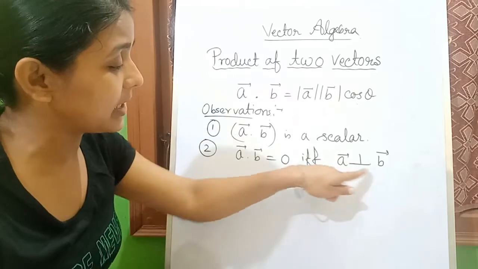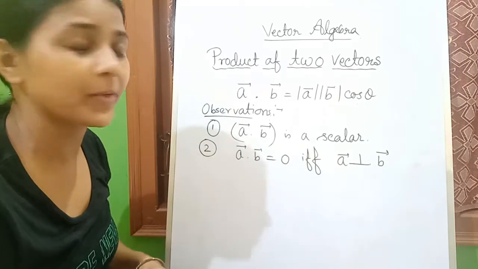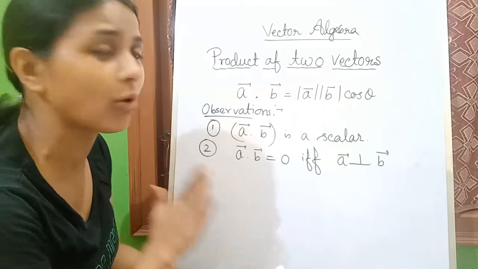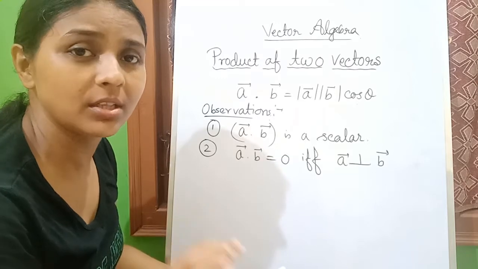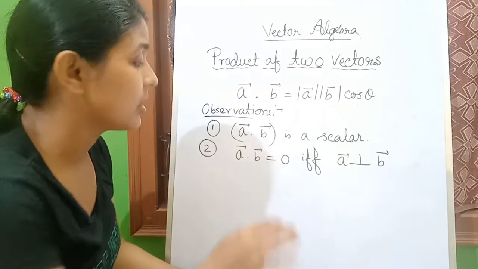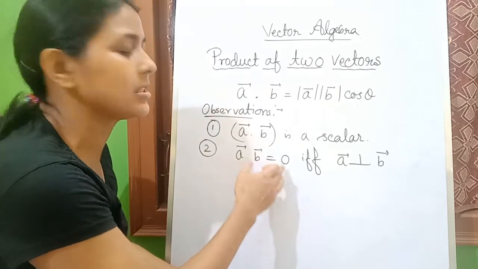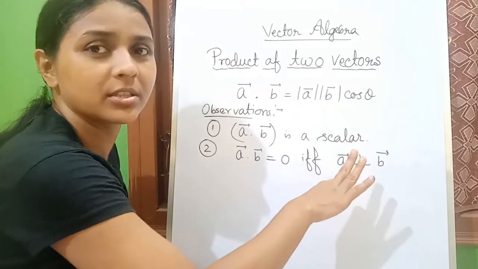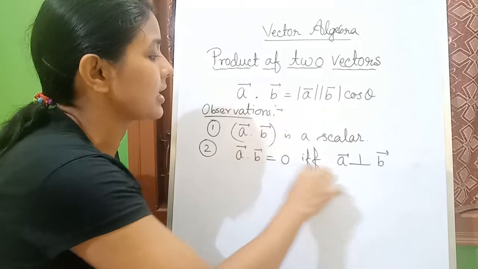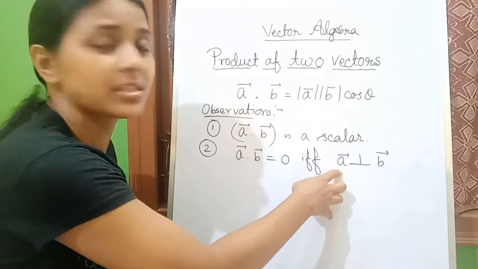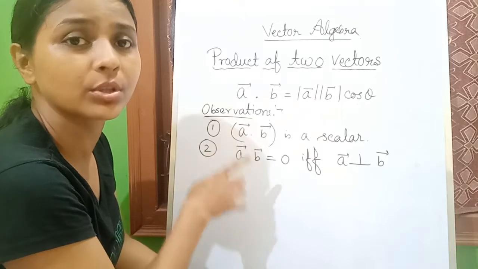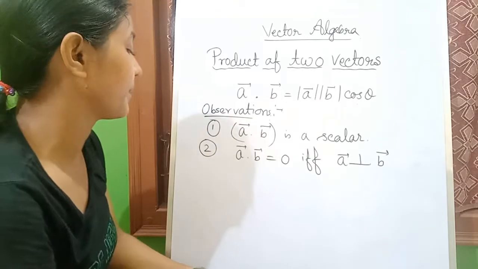This particular property or observation is valid for all non-zero vectors, because for a 0 vector it is automatically 0, so we will not get this type of condition. To get this condition, we need a and b both non-zero vectors.